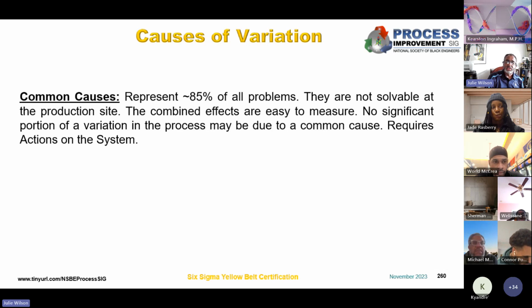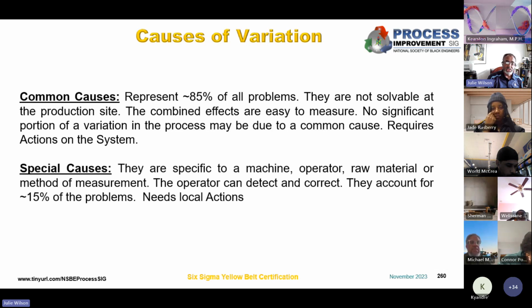This is what you're actually trying to do with a Six Sigma project. You're trying to understand the sources of common cause variation, to see what are the things that happen on a day in and day out basis that cause you to have variability in your process. And if you can understand those common causes, then you can control them better and make your processes more consistent. Special causes are things that are specific to a machine, operator, raw material, or method of measurement.